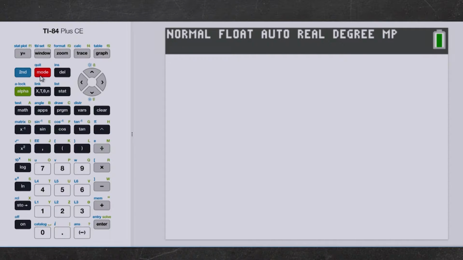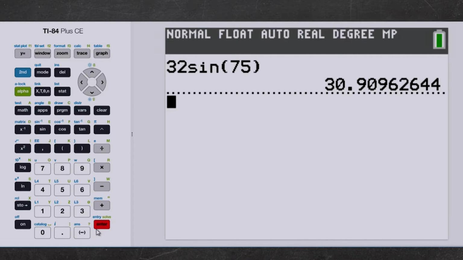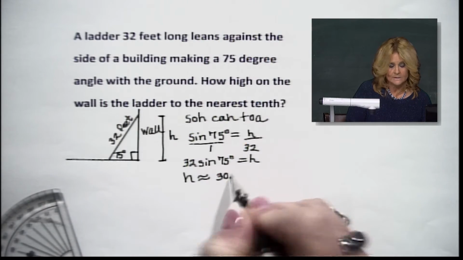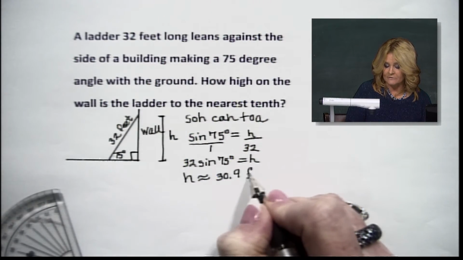And then on my calculator I'm going to punch in 32 times the sine, and I'm going to hit sine. Notice it opens a parenthesis. It's looking for an angle of 75 degrees, and I'm going to close the parenthesis and press enter. And the answer I get is 30.9096 and a few more digits. The problem asks me to go to the nearest tenth. Well, when I look at the 0.909, to the nearest tenth would just be 0.9. So I believe the answer here should be that the height is approximately equal to 30.9, and it would also be in feet.